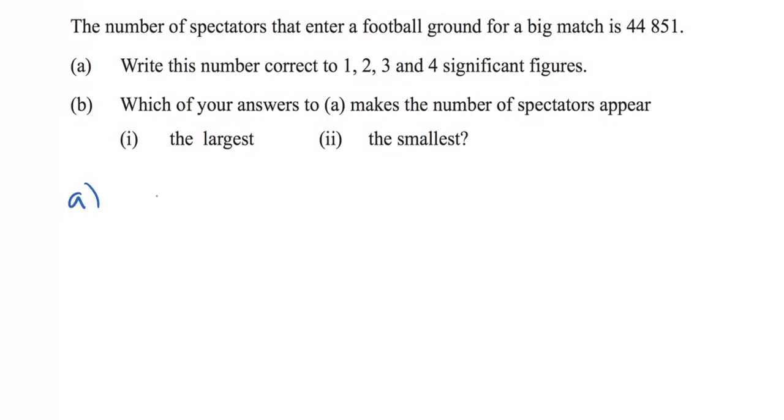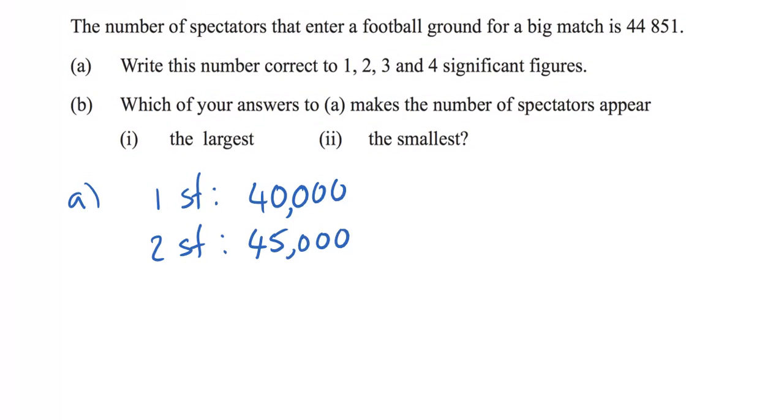To one significant figure, this number will be 40,000. We can only have one number that isn't 0, and 44,851 is closer to 40,000 than 50,000. To two significant figures, this is 45,000, because the 8 tells us we need to go up. It's closer to 45,000 than 44,000.